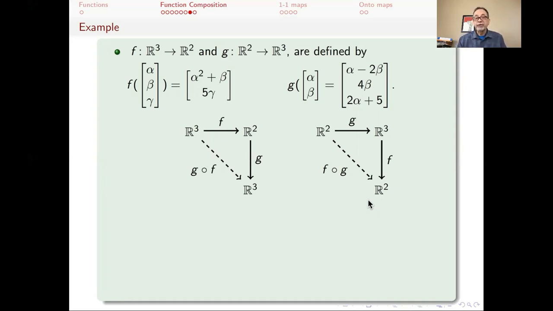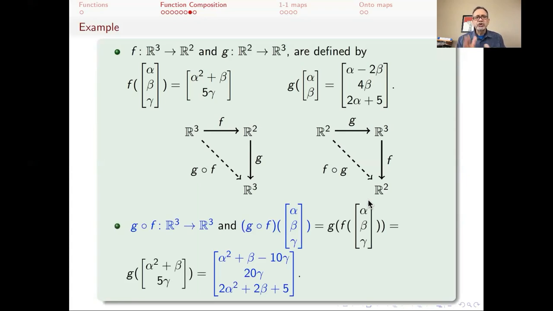We could do f first, then g. F takes elements of R3, gives you R2, and then g follows that with taking elements of R2 and giving you something in R3, and that would be g circle f. On the other hand, if you do g first and then f, you get f circle g, and you're going from R2 to R3, then back to R2. You should stop this video, do it yourself, and then check the answer.